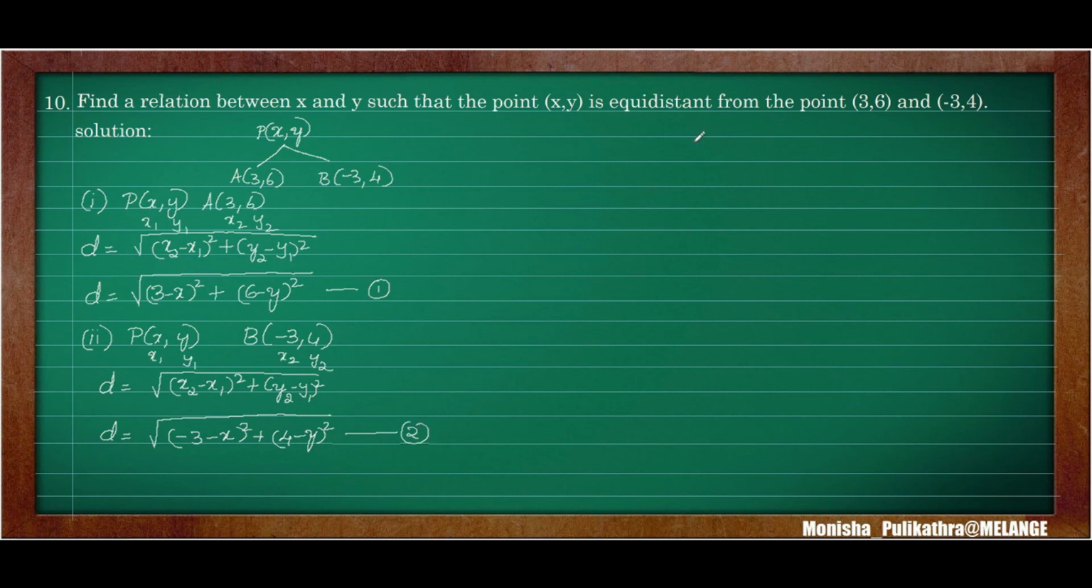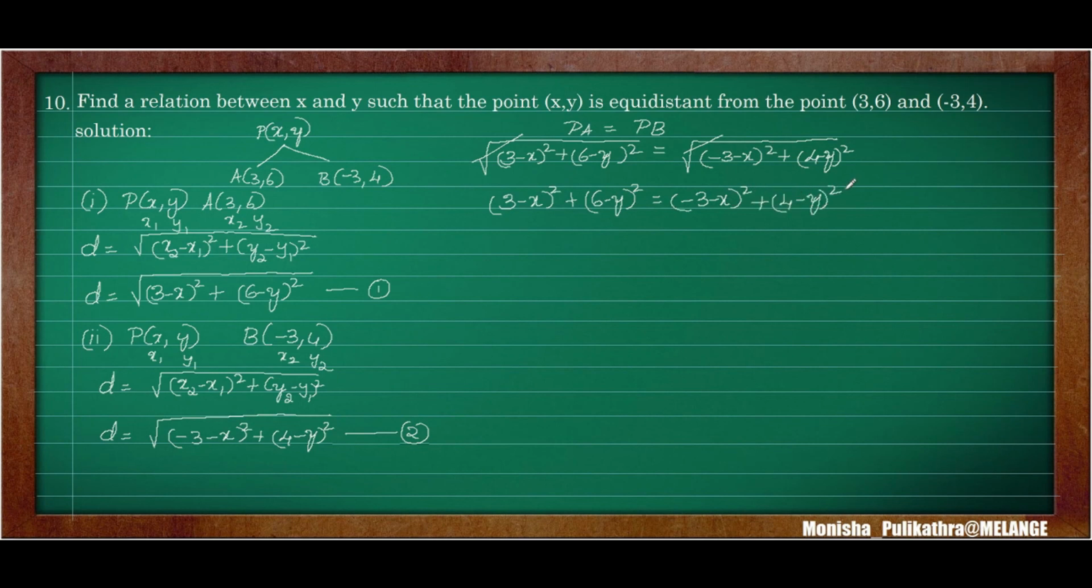So what have they given? They have given that these 2 points are equidistant. That is, this PA is equal to PB. Okay. So here we need to write square root of 3 minus x whole square plus 6 minus y whole square is equal to square root of minus 3 minus x whole square plus 4 minus y whole square. Okay, here the roots cancel each other. The remaining is 3 minus x whole square plus 6 minus y whole square.